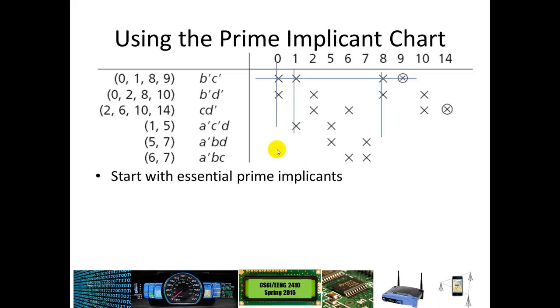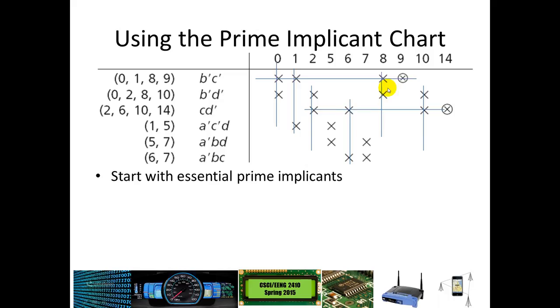Those are all covered by an essential prime implicant. Likewise, we needed the C, D prime term to cover 14. When we do that, we get 2, 6, and 10 also covered. So if we look at the chart, just based on pulling out these two essential prime implicants, we now are guaranteed coverage for 0, 1, 2, 6, 8, 9, 10, and 14.